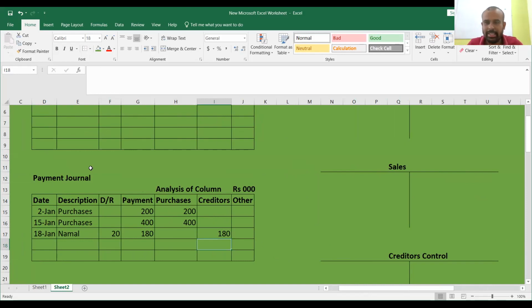None of the ledger accounts in the general ledger we update right now. But if they ask you to prepare the individual ledger account, you could have recorded there.